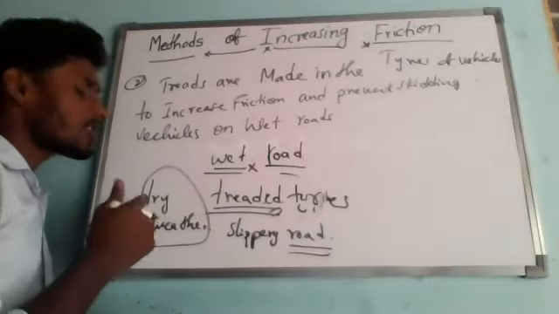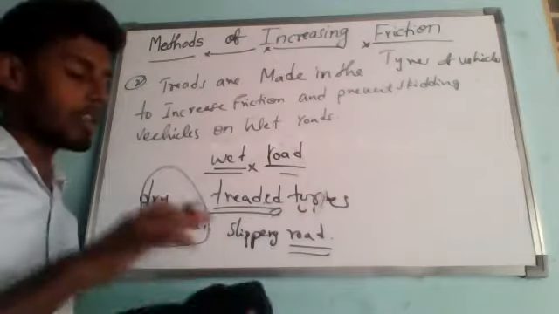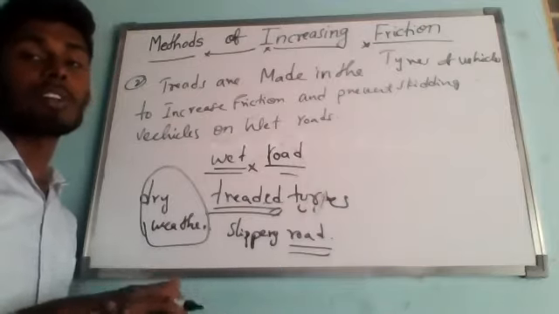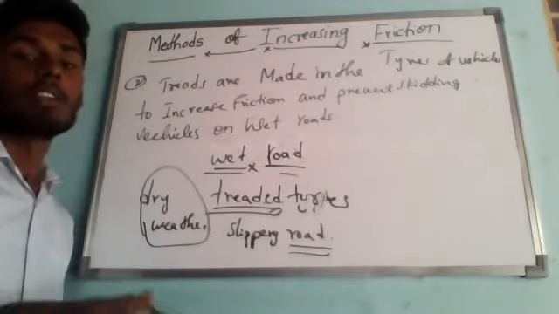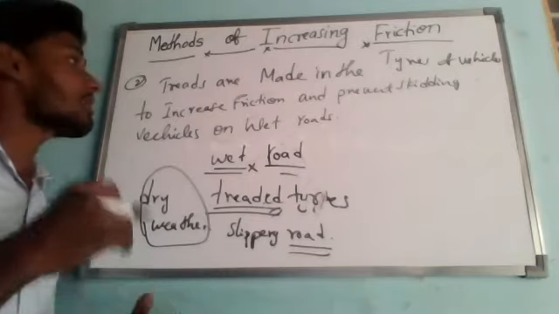When we are traveling at too much speed and suddenly apply brakes, your tires will make a proper grip between the road and your vehicle. Then accidents will be prevented. Okay, so this is the second one.